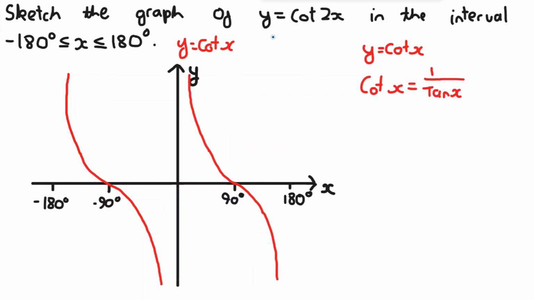So now we're going to do the actual transformation. So this is y is equal to cot of 2x. So we have this 2 here, so this is an inside the function stretch. So this, remember, is going to have the opposite effect of what you're expecting. So it's actually going to squeeze everything by 2 in the x direction. So this here is at 90, so this here is now going to be at 45 degrees like this.